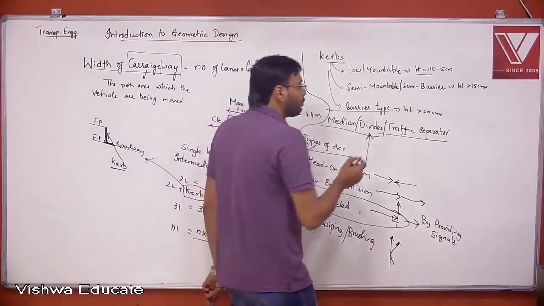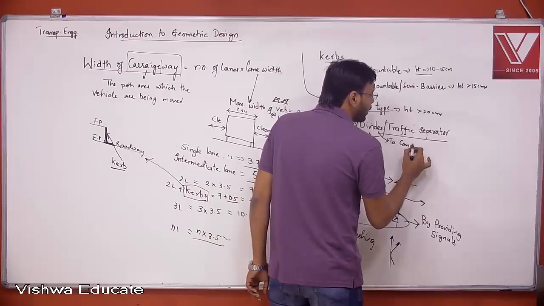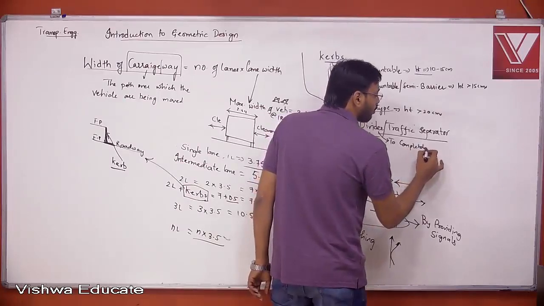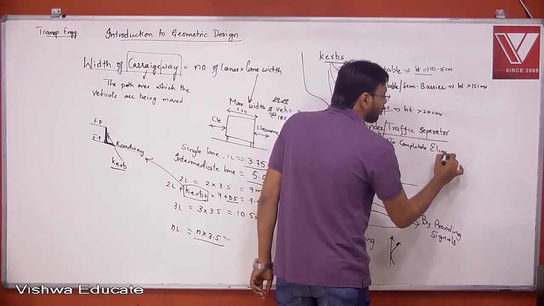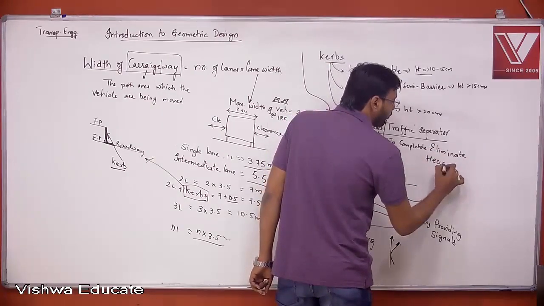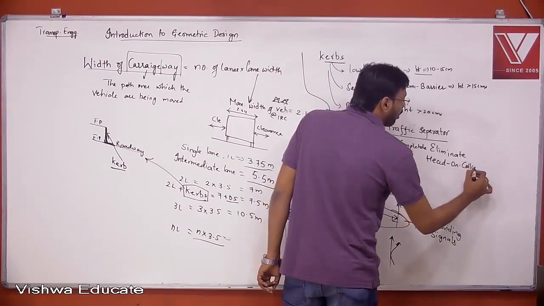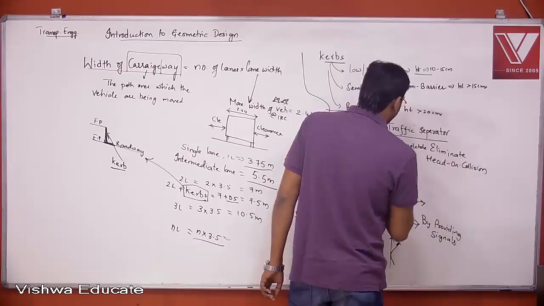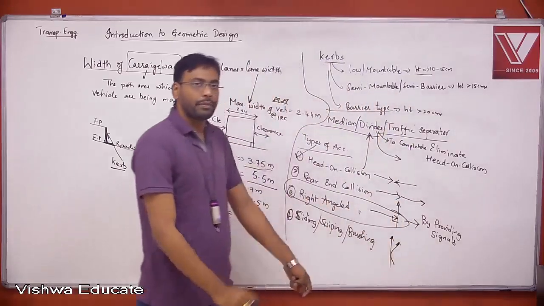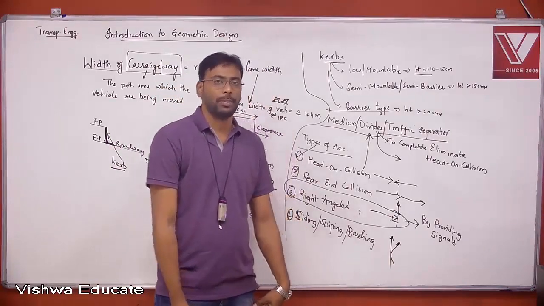So the purpose of a median or divider or traffic separator is to completely eliminate head-on collision. What is the other purpose of median? Yes, there is one more purpose of providing a median or a separator.